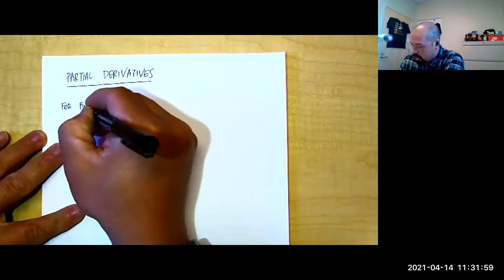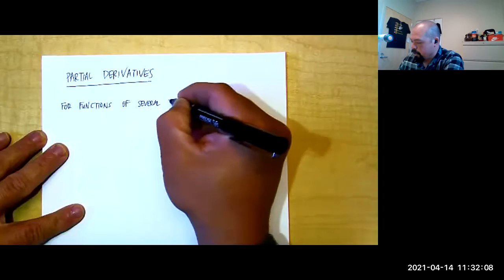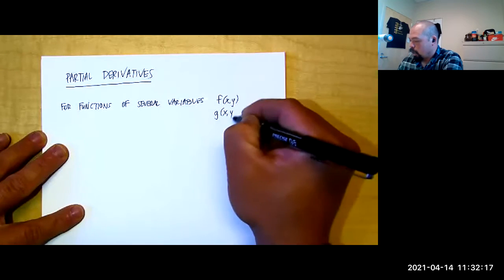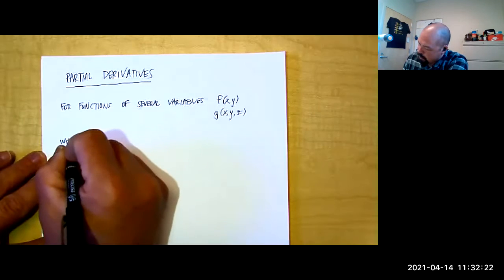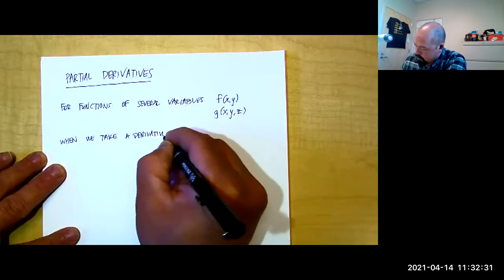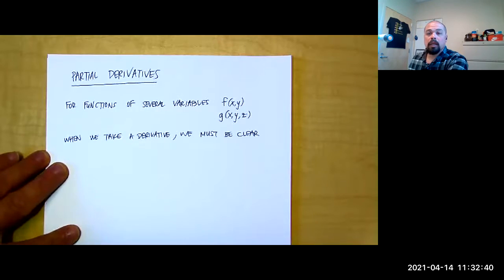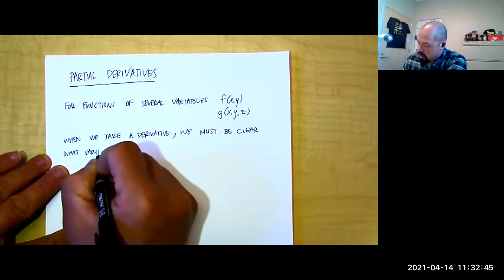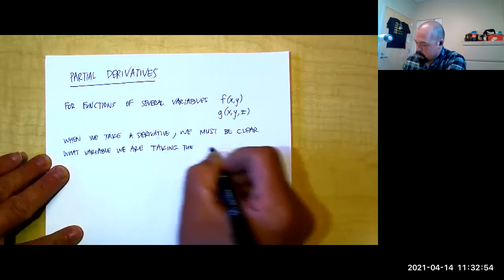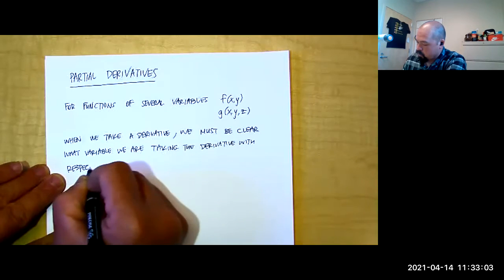So for functions of several, more than one, variables, like our f of x, y, or g of x, y, and z, when we take a derivative, we must be clear in our notation, in our discussion, what variable we are taking the derivative with respect to.